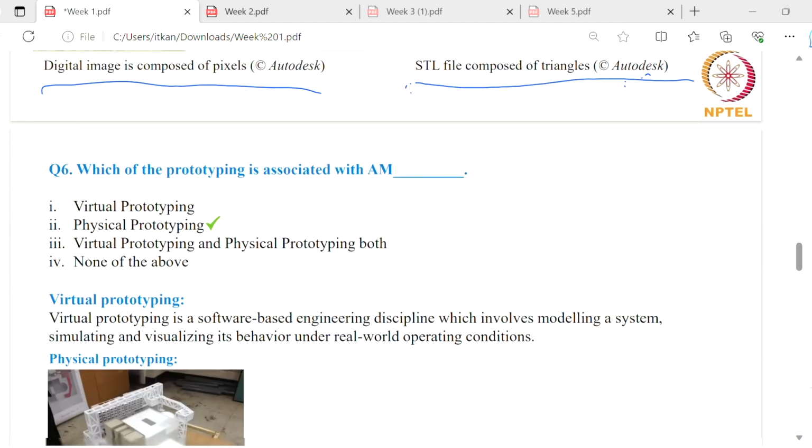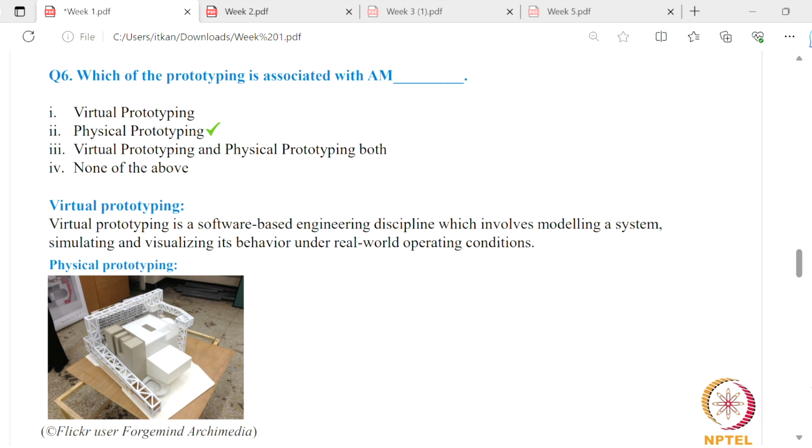Next question. Which of the prototyping types are associated with additive manufacturing? Virtual prototyping, physical prototyping, virtual and physical both, or none of the above? So we have a journal also, Virtual and Physical Prototyping. What is virtual prototyping? It is software based. We use software where modeling a system, simulating and visualizing its behavior under real world conditions is done. But we are not creating the part physically.